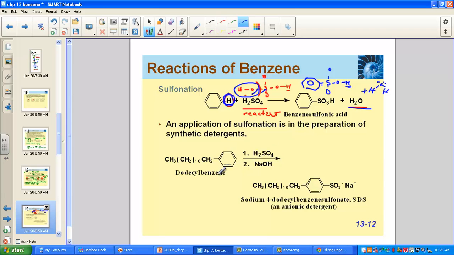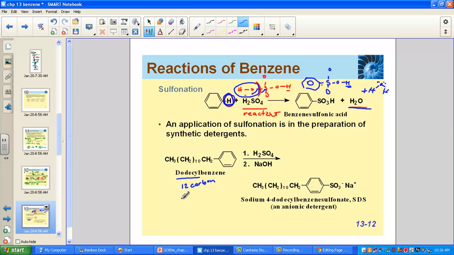One of the major uses of sulfonation is the preparation of synthetic detergents, an important example of which is the following. Dodecylbenzene, and this is probably a prefix we might not have heard. It literally means 12 carbons. We were only asked to memorize the prefixes 1 through 10.